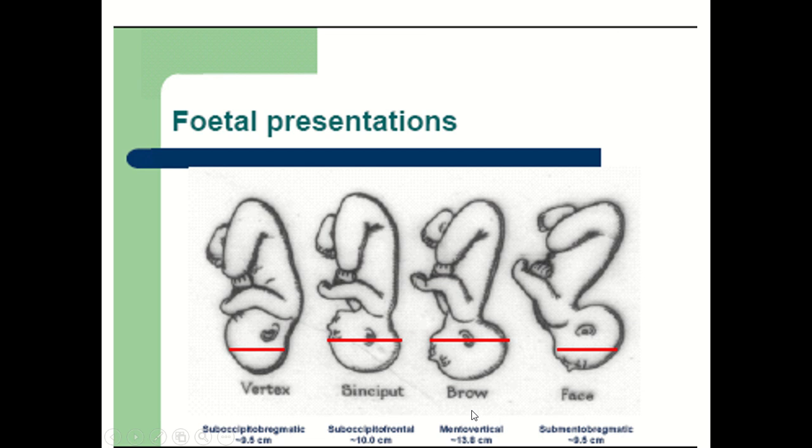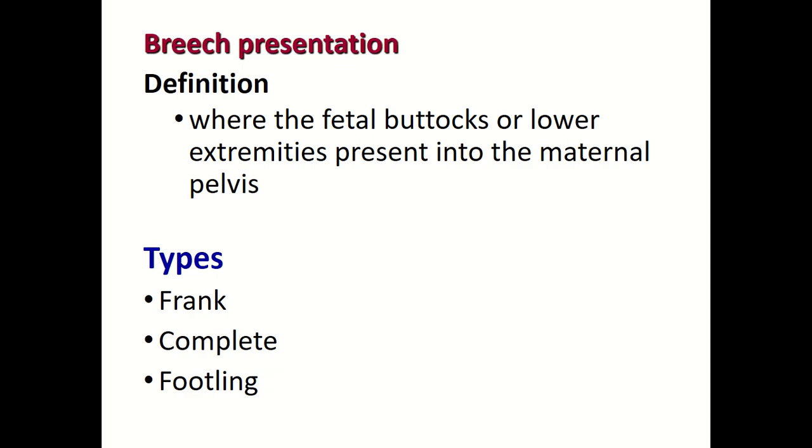In brow presentation, the presenting diameter is mento-vertical, which is around 12.5 centimeters, from the mentum to the vertex. And then for the face presentation, the presenting diameter is submento-bregmatic, submento just below the mentum, bregmatic to the bregma, and it's also around 9.5 centimeters.